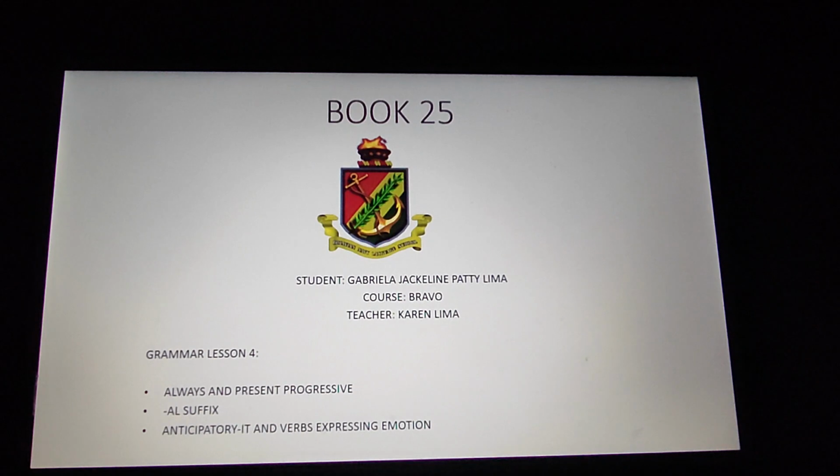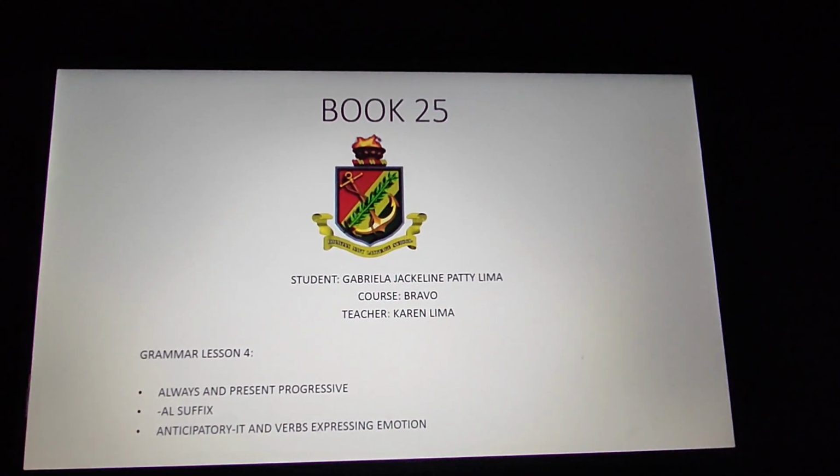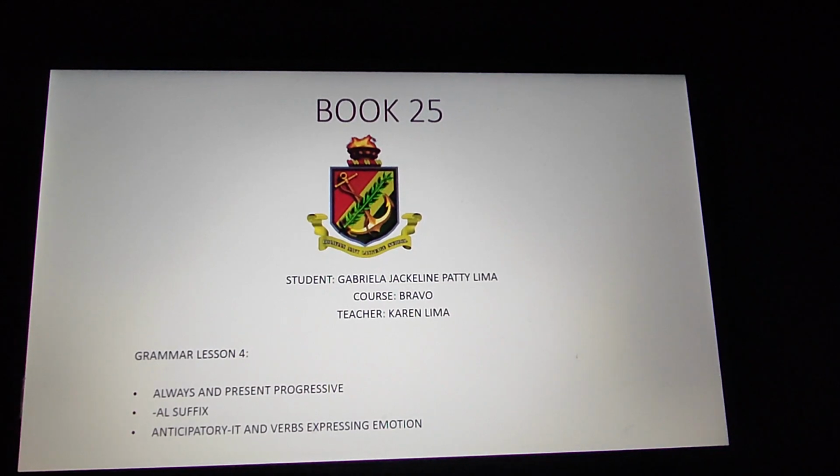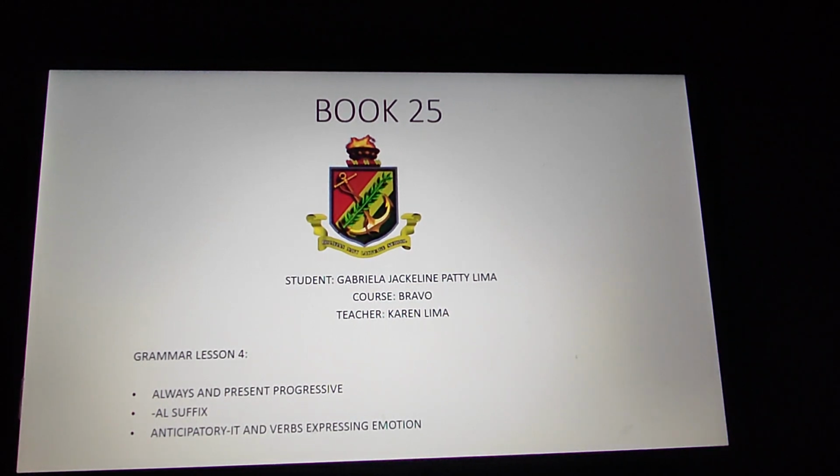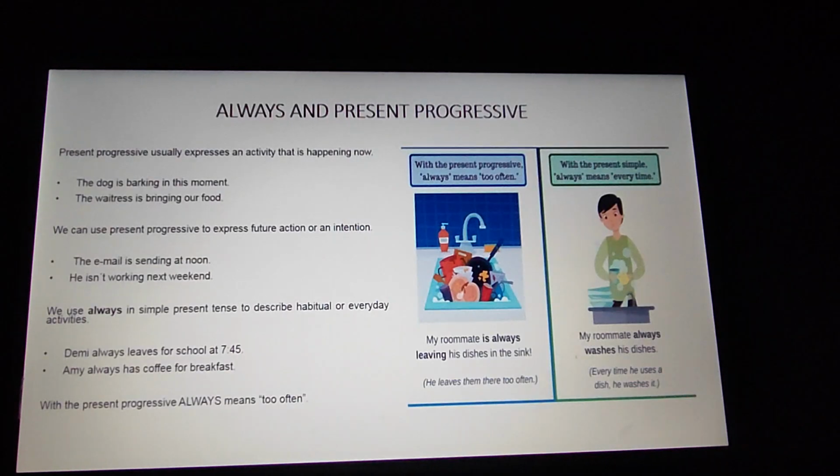In this opportunity, I'm going to explain Book 25, Lesson 4, Grammar. The grammar that we will see in this opportunity are always and present progressive, as suffix, anticipatory it, and verbs expressing emotion. Let's start with the first grammar.